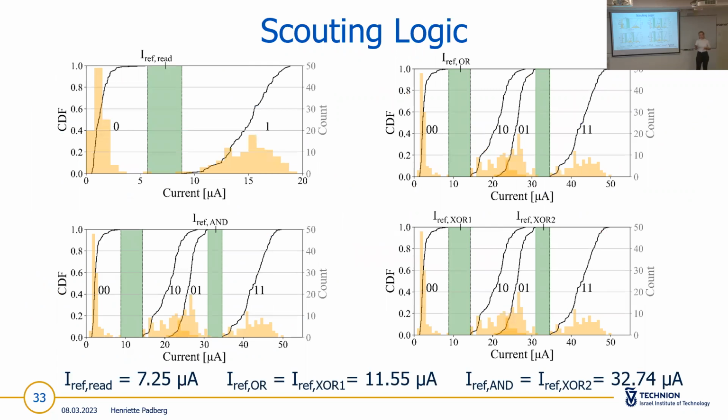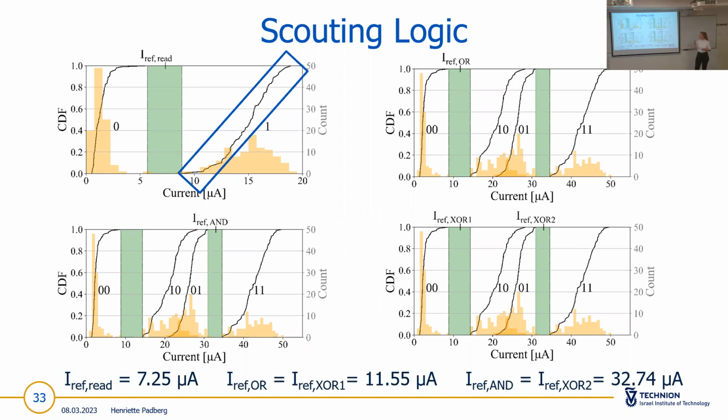Going over now to the results from the scouting logic. So what you can see here is first the input combination for the different combinations. Here for the read it's only one number, for the other ones it's 2 numbers, because they're 2 inputs. This yellow histogram shows the current distribution of the counts.